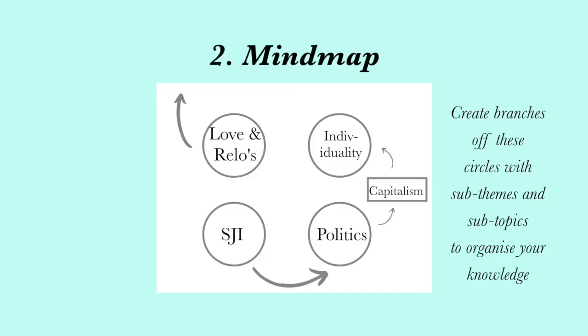The second option is that you build a mind map. The way that I'd create this, I'd probably create 4 big circles: politics, love and relationships, social justice issues, and individuality, and then create branches off that and work on that throughout. I'd probably do it online to keep it easy rather than on a giant piece of paper, but I'd keep adding to this based on any research that you come across, any articles, things you find interesting, and any examples that you can think of.